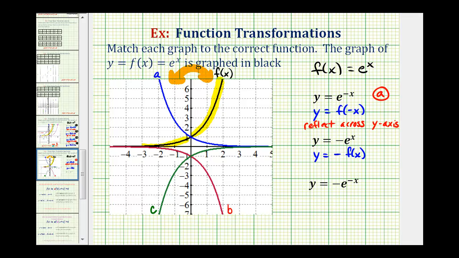So going back over to the graph for a moment, notice all of the y values of f of x are positive. So if we change the sign of the y values, they'll all be negative, which means the graph will be reflected across the x-axis, giving us the red graph, or graph B.